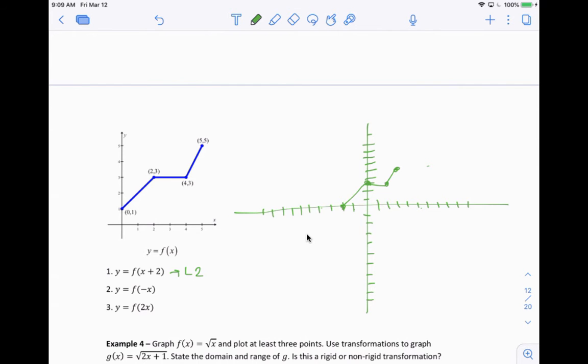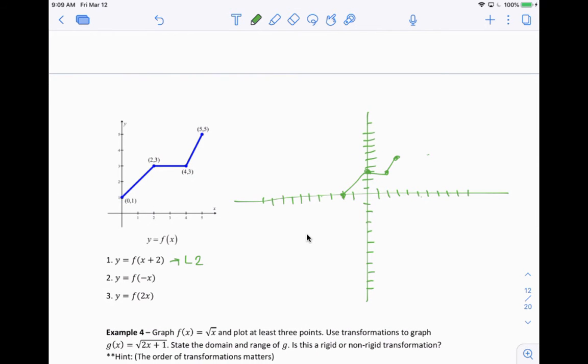Lovely. Again, similar, we have y equals f of negative x. In the first video for vertical transformation, the negative was on the outside. It was affecting the y's. This time it's affecting the x. Again, we're going to see some things.